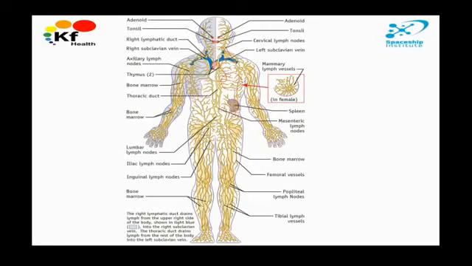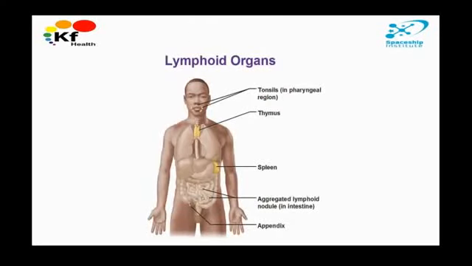Then the next slide, number 7, shows you the lymphoid organs. Lymphoid organs are your tonsils, and that picture is showing you only the one in your mouth. It is the pharyngeal tonsils, but actually you have 5 levels of organization of your tonsils. The first one starts in your nose area, then there are the pharyngeal tonsils.